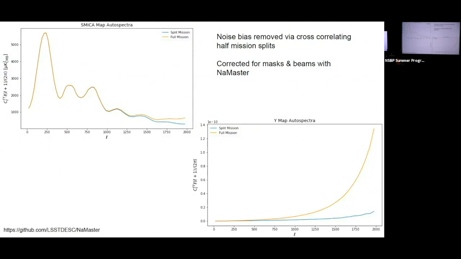Here on the x-axis, you see L's. Very large L's represent small angular scales, so the scales of galaxies, for instance, while small L's represent very large angular scales, cosmological scales. You can see the very characteristic black body in the SMICA map because it's based off of the black body of the CMB, while the Y map is optimized for the TSC effect, so it looks a little bit different.